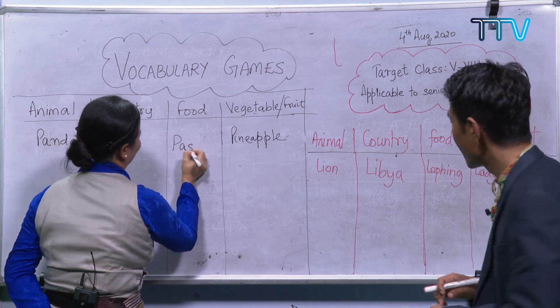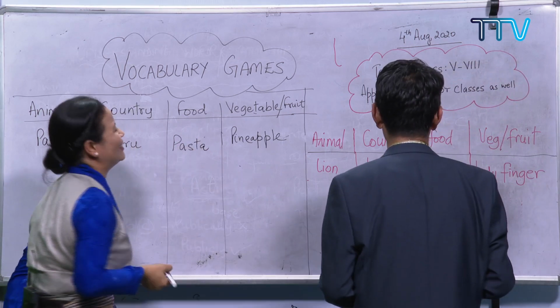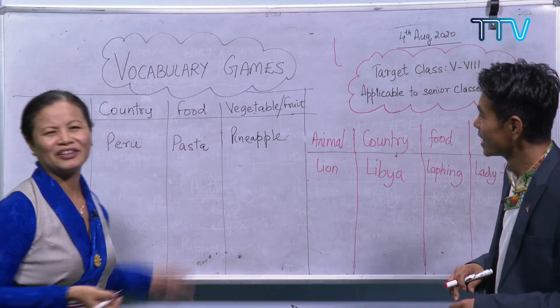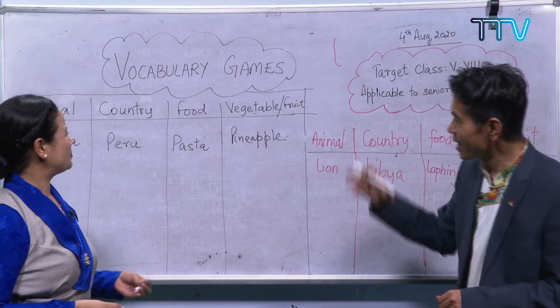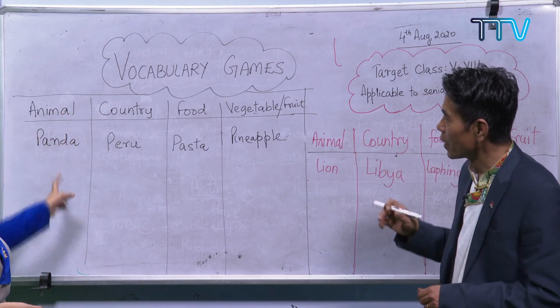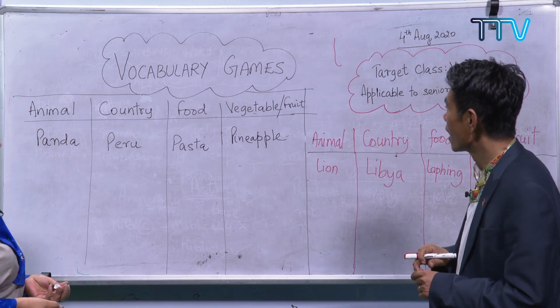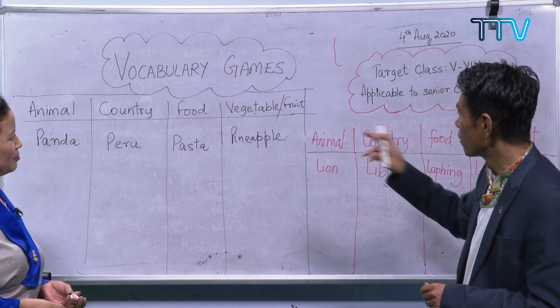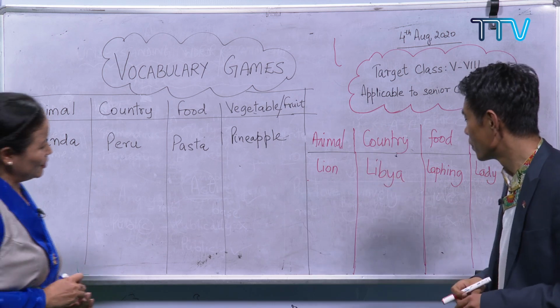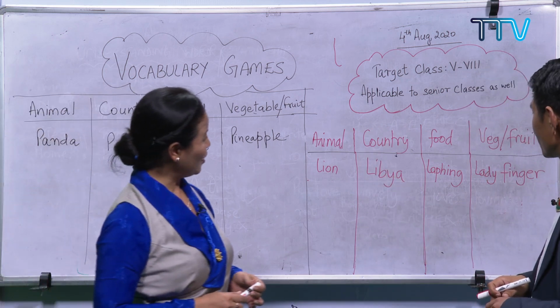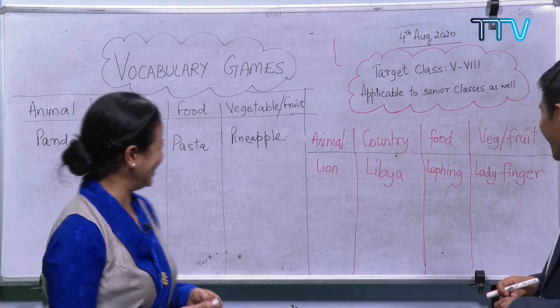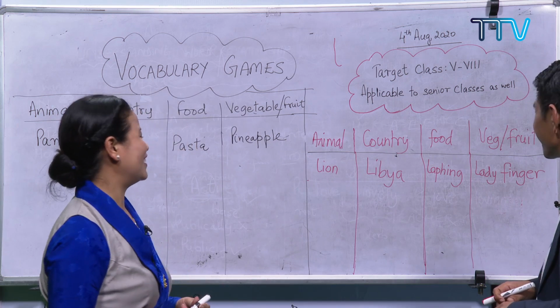Pasta again is not a very healthy food, right? So let us see. Animal: panda. Country: Peru. Food: pasta. Fruit: pineapple. And for L, you got lion, Libya, and ladyfinger.